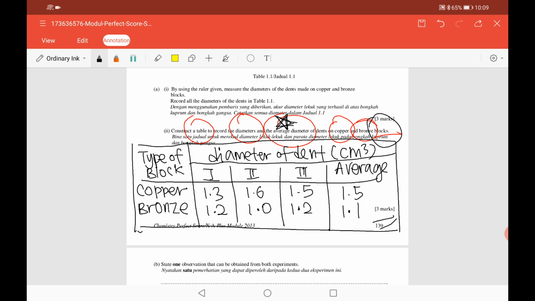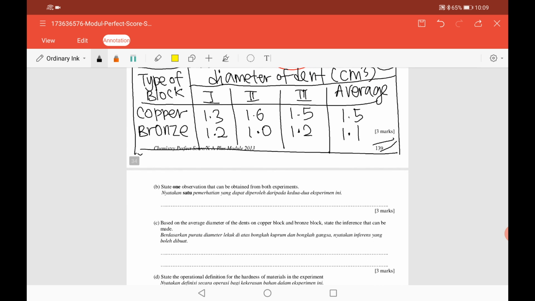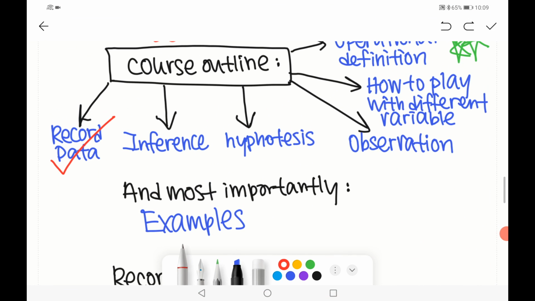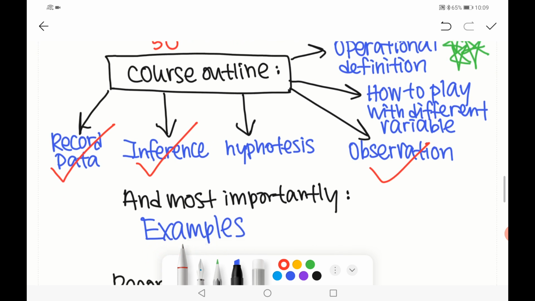Alright, so now this is a simple recording of data. Next one: state one observation you can obtain from both experiments. Now I would like to talk a little bit on observation. As you can see, we already covered recording data and also inference. I will talk a little bit on observation first before we go on and talk about the rest.